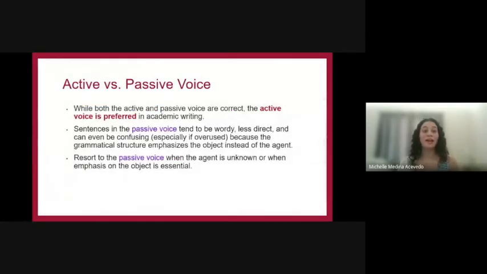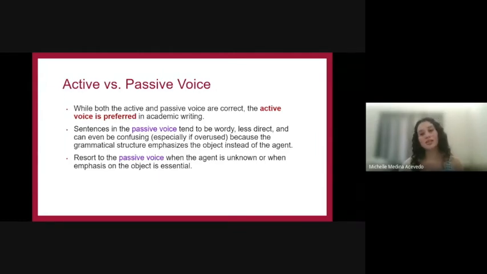Now, in formal or in academic writing, active voice is generally preferred. So sentences in passive voice tend to be wordy, less direct, and can even be confusing, especially when they are overused. Because of the grammatical structure that emphasizes the object instead of the agent. So like we saw in the example in Spanish, the active voice uses only one verb, whereas passive uses two. So most always, passive voice tends to be longer. That's why academic writing prefers you to use active, because it's shorter, it's clearer, it's more concise.